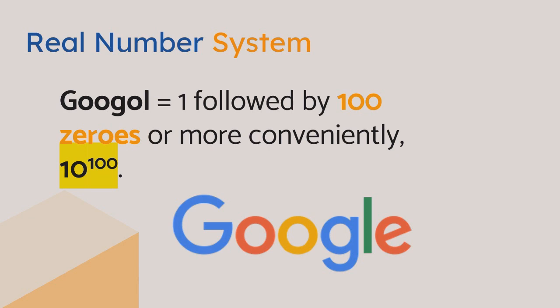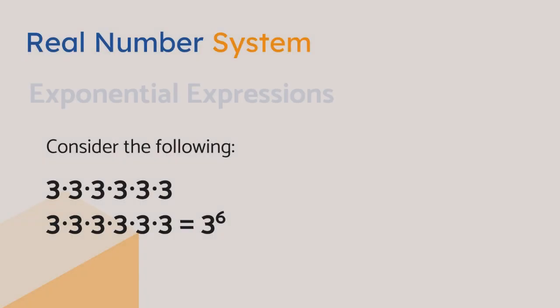Okay, so what is that notation? Going back to the question that we had earlier, what is that 10 raised to 100 notation? That is an exponential expression. So consider the following example. We have 3 times 3. The dot operator that you see signifies multiplication. So we have 3 times 3 times 3 times 3 times 3 times 3. The 3 is multiplied to itself 6 times.